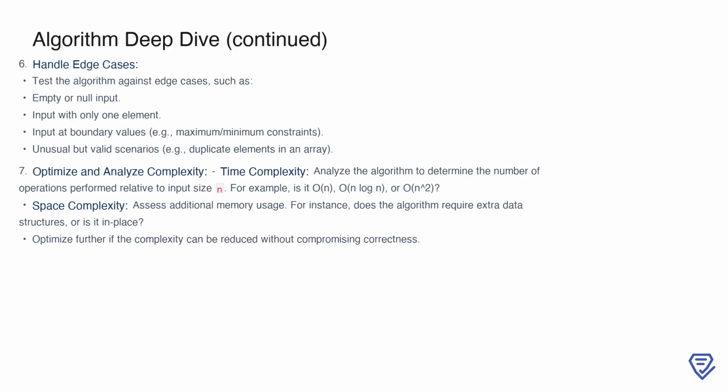Start with time complexity, evaluate how the number of operations scales with the input size. For example, does it run in linear time, logarithmic time, or quadratic time? Similarly, assess space complexity. Determine if additional memory is required, such as auxiliary data structures, or if the algorithm operates in place. If possible, optimize further by reducing complexity without compromising correctness. This step ensures your solution is both efficient and scalable, making it suitable for large inputs.